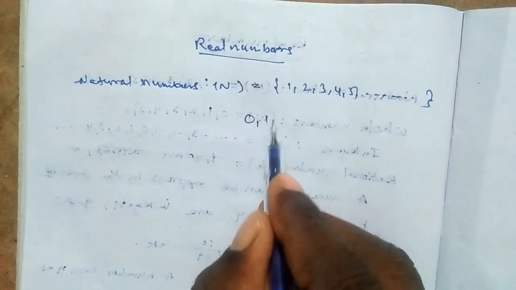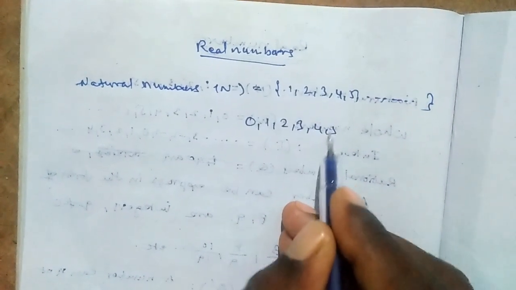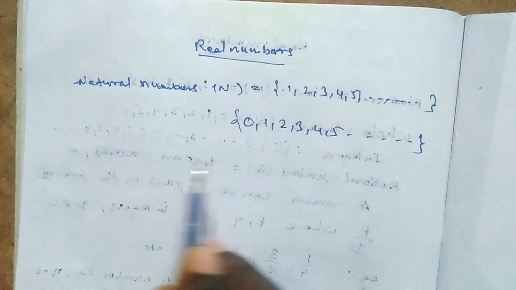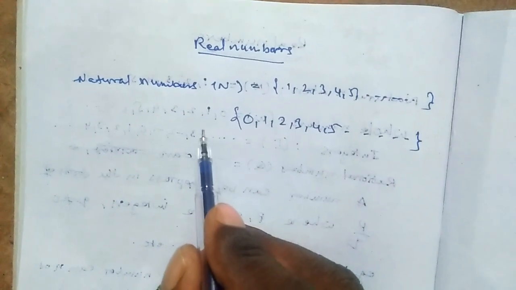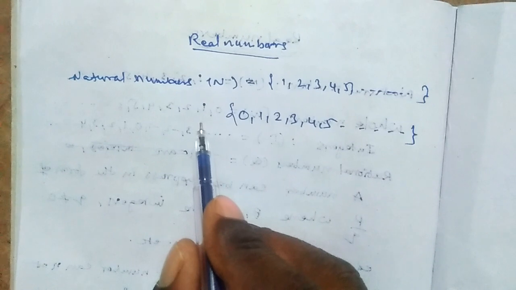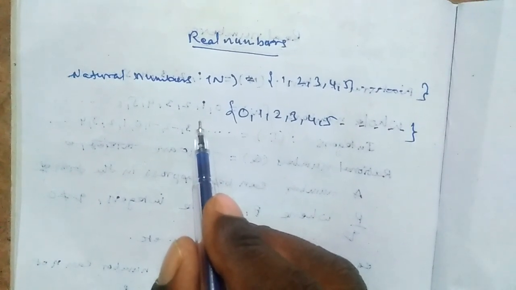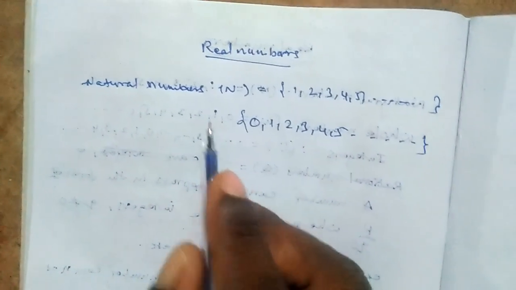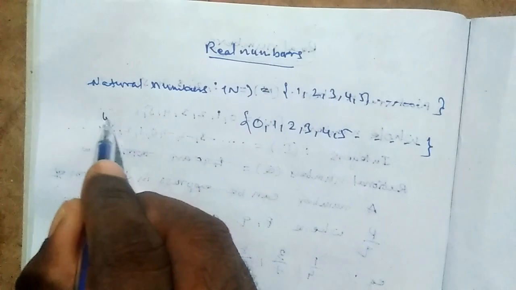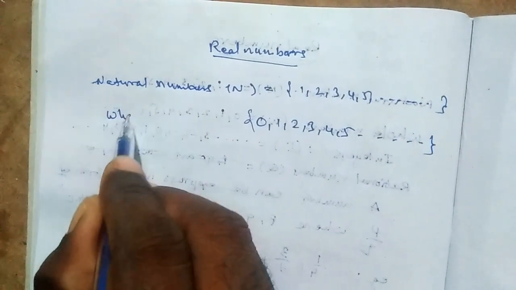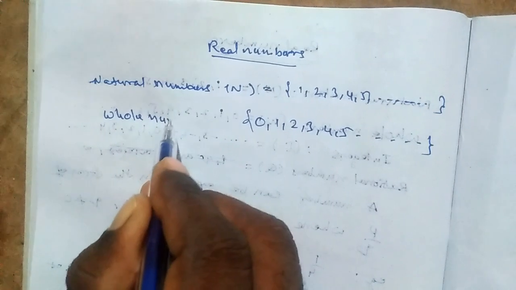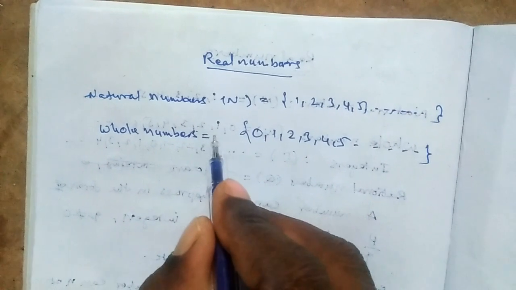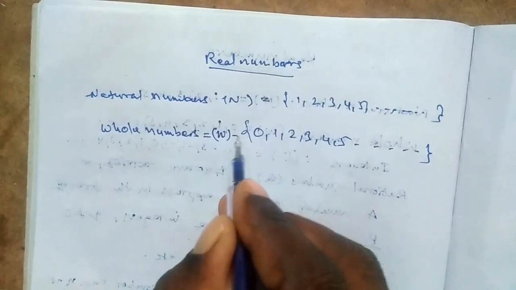So 0, 1, 2, 3, 4, 5, and so on. Here we formed another group including 0. So what do we call this group of numbers? You know that. Yes, you are correct. Whole numbers, which is denoted by capital W.